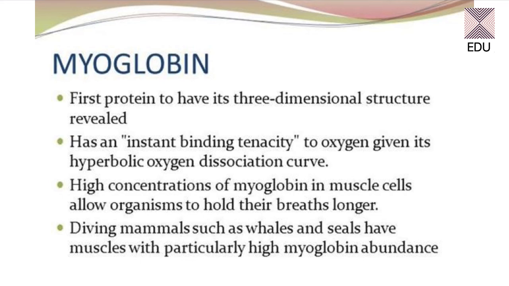Now the diving mammals such as whales and seals have muscles with particularly high myoglobin abundance. That means if you are a diving mammal, you are not taking frequent inhalations. If you are not taking oxygen frequently, then you need more myoglobin in your muscles.